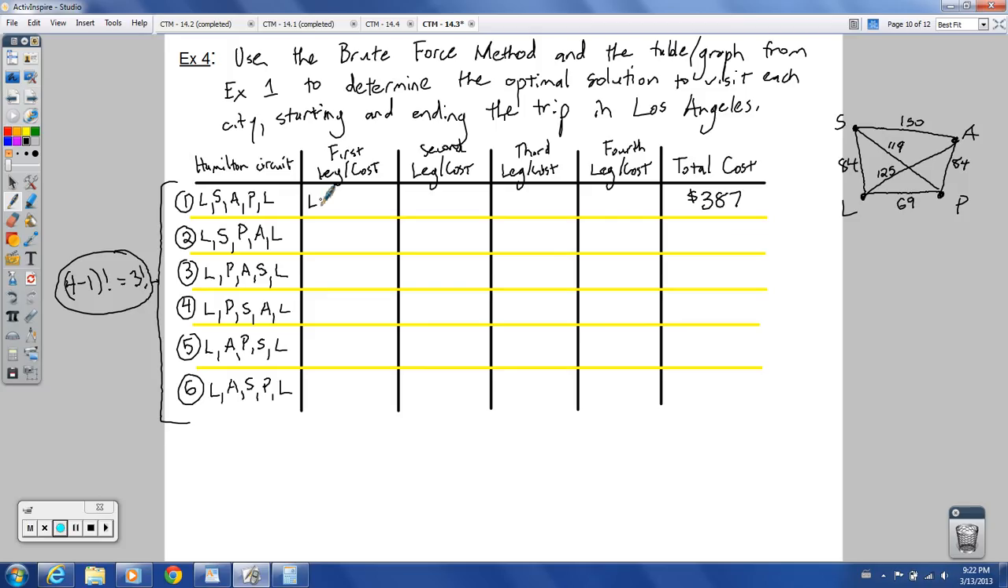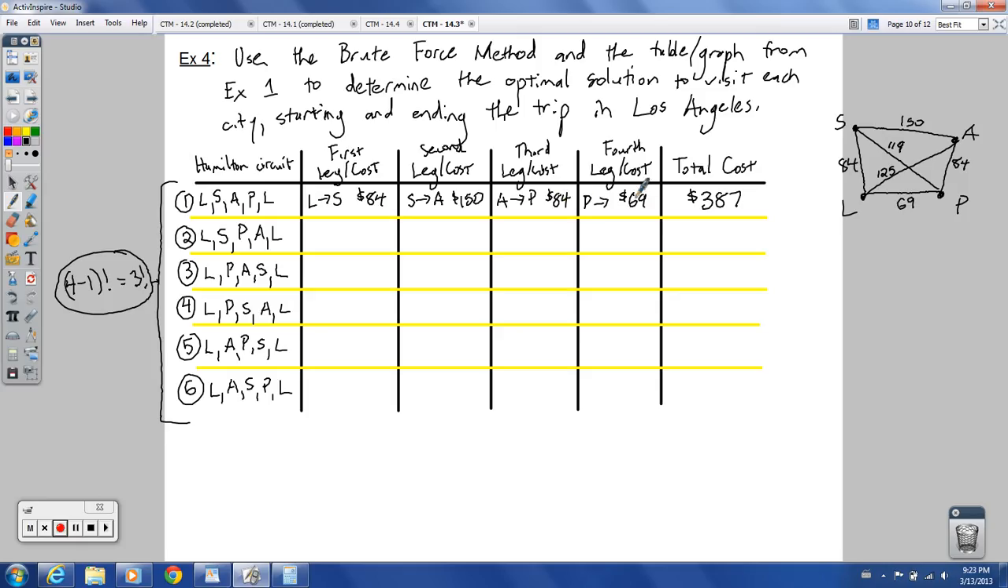But this is LA to San Francisco. We said that was 84. This was San Francisco, then to Albuquerque. That was the 150. And Albuquerque to Phoenix, that was 84. And finally Phoenix back to LA, 69.